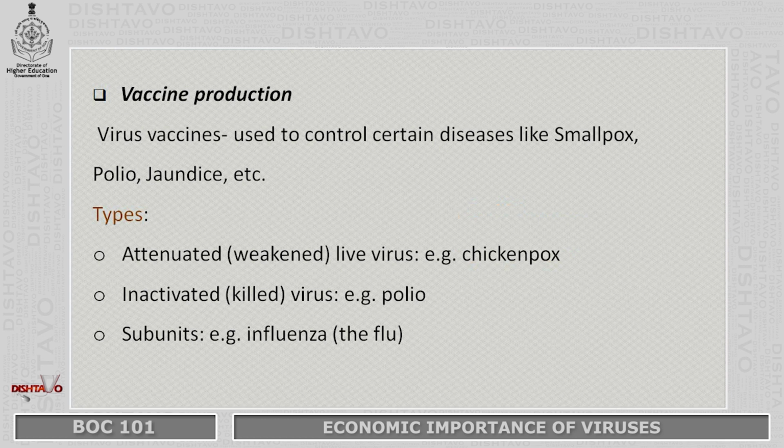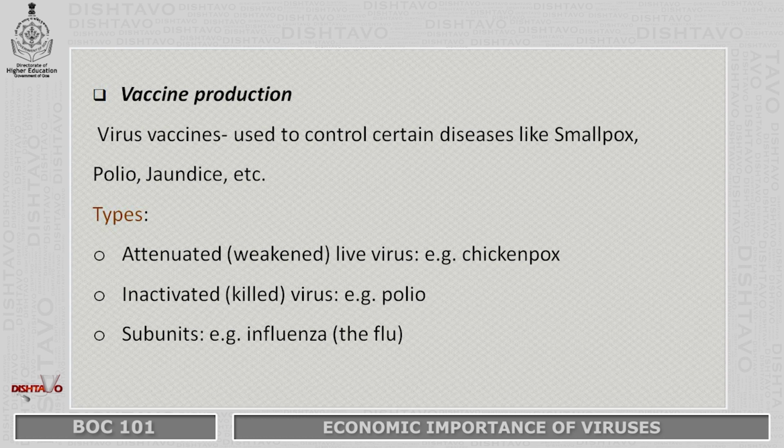Then third, we will see vaccine production. Viruses are used in the production of vaccines which control certain diseases like smallpox, polio, jaundice, etc. There are three types of vaccines. Firstly, attenuated. In this, live viruses are injected into the body of the host, and this will not cause any disease inside the body of the host.